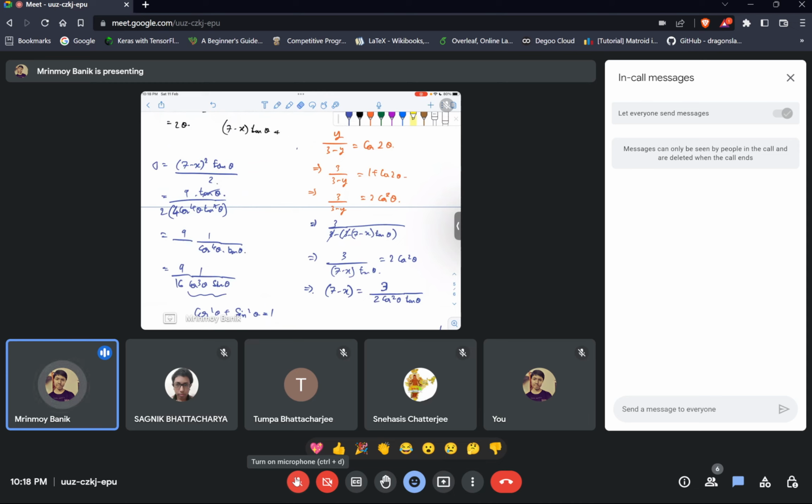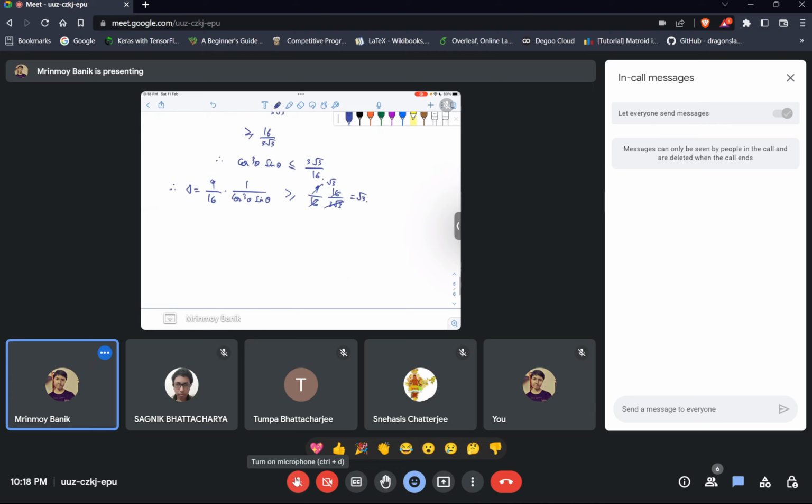So I made a mistake, and this should have been 8. Same here too. So this was 8. So this is 2 root 3. So the smallest value of delta is actually 2 root 3.